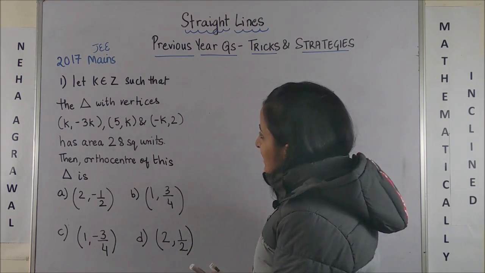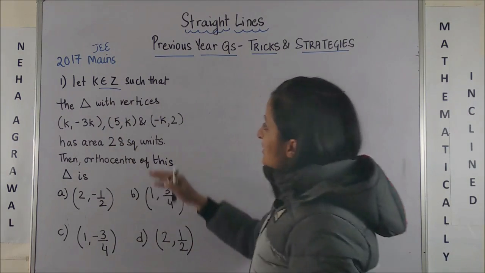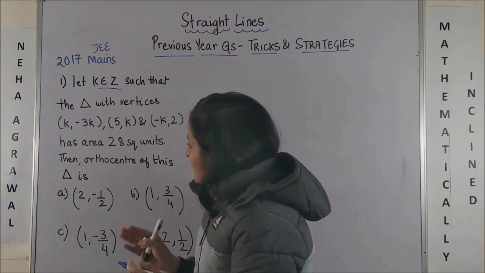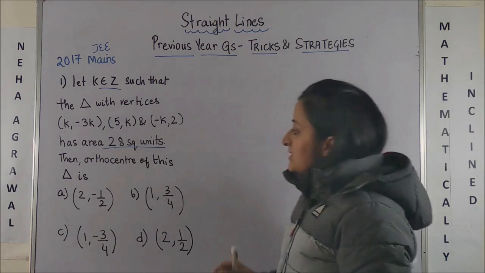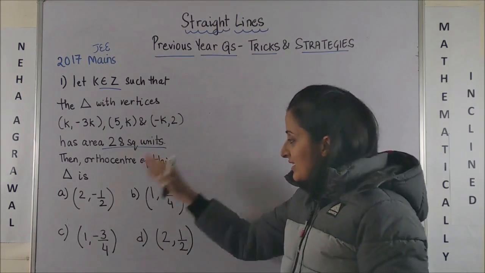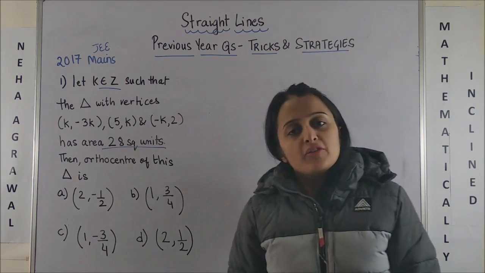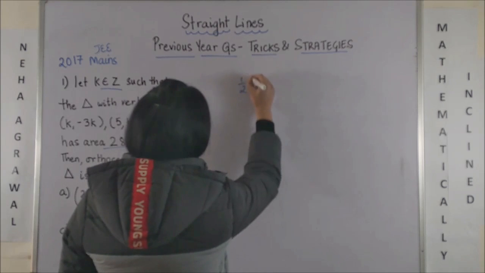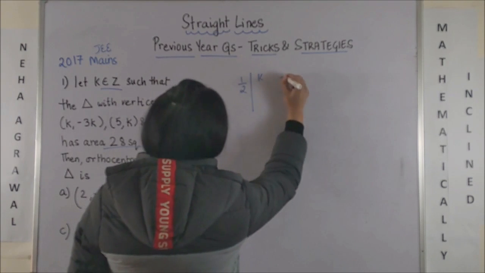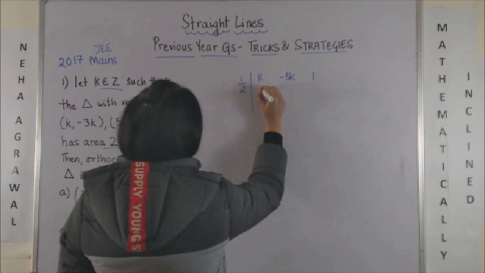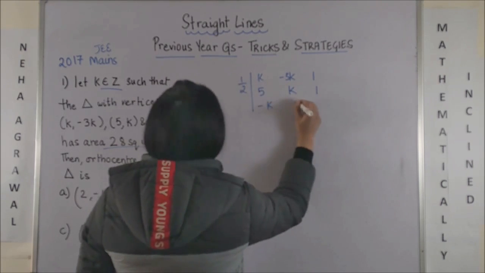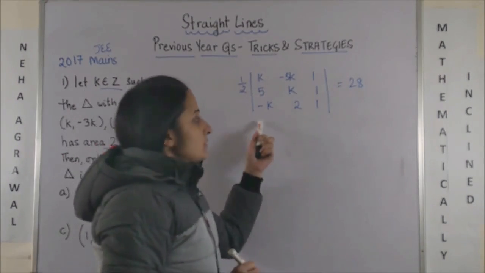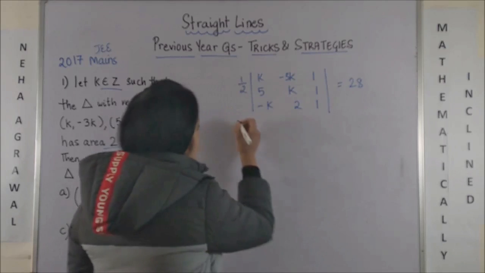The question said, let K be an integer such that the triangle with these vertices has area 28 square units, then orthocenter of this triangle is one of these. Now, of course, there's that basic way to find the missing coordinate. So if you have half of each of these coordinates, I am using the determinant method here, is equal to 28 square units. Now, being the mod, we need to take plus minus both the cases.